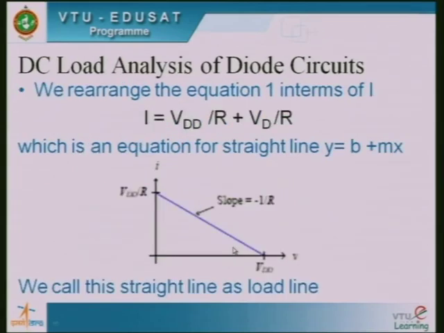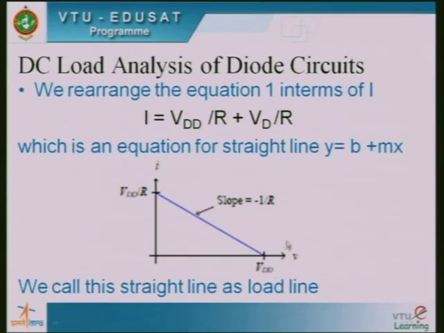Similarly, if you rearrange equation 1 in terms of I, we get I equal to VDD by R minus VD by R. If you compare this equation with the equation for a straight line, as you know, a straight line can be defined as y equal to b plus mx, where y and x are the variables, b is a constant and m is the slope of the straight line.